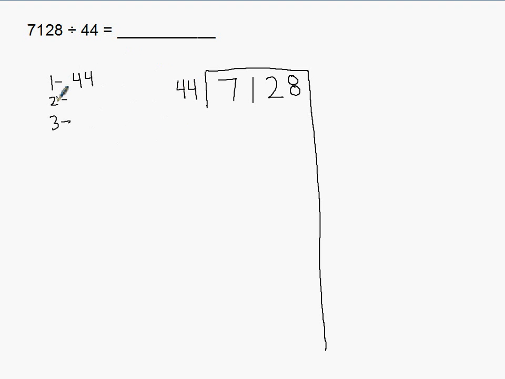Next, 44 times 2. I can multiply 44 times 2, or I could add 44 2 times, which gives me 88. So 44 times 2 is 88. And then finally, 44 times 3. We'll add that up. 4 plus 4 plus 4 is 12. Carry 1. 4 plus 4 plus 4 is 12. Plus 1 more is 132.